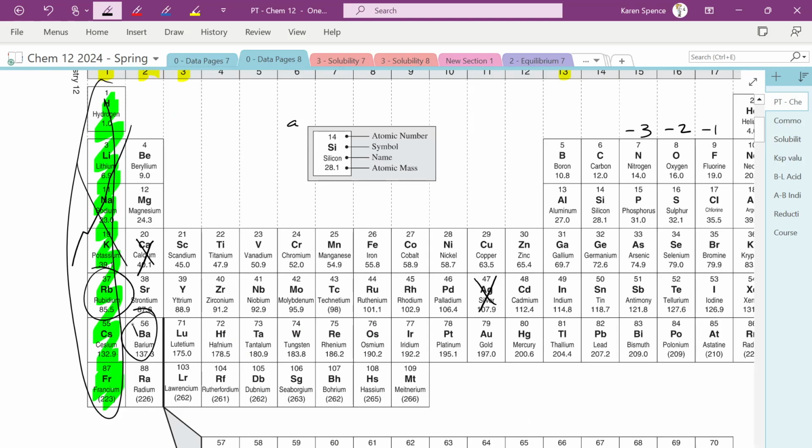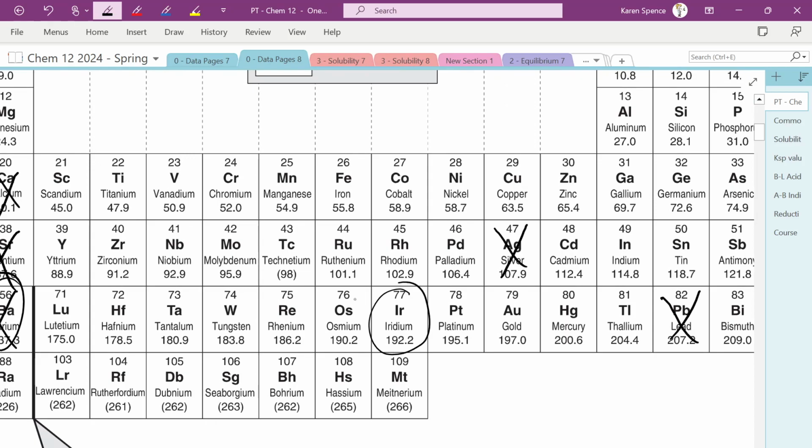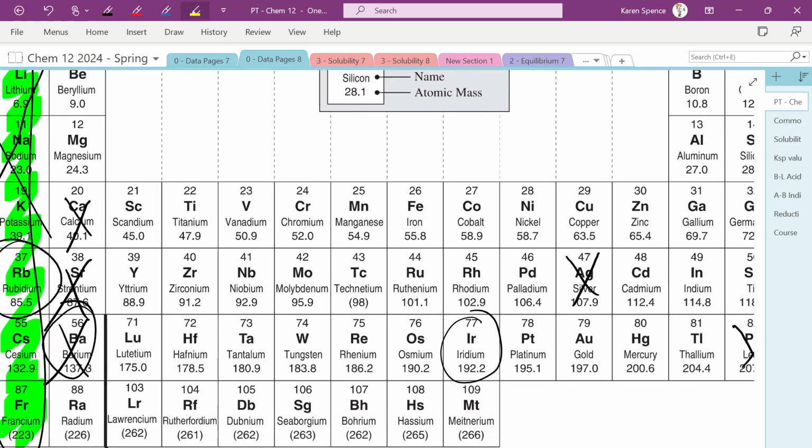Silver, calcium, barium, strontium, lead. What are we left with? Everything else. Do you think it would be a good choice to use iridium? No, because that's weird. Pick something you've heard of. Okay. Magnesium is a good choice.